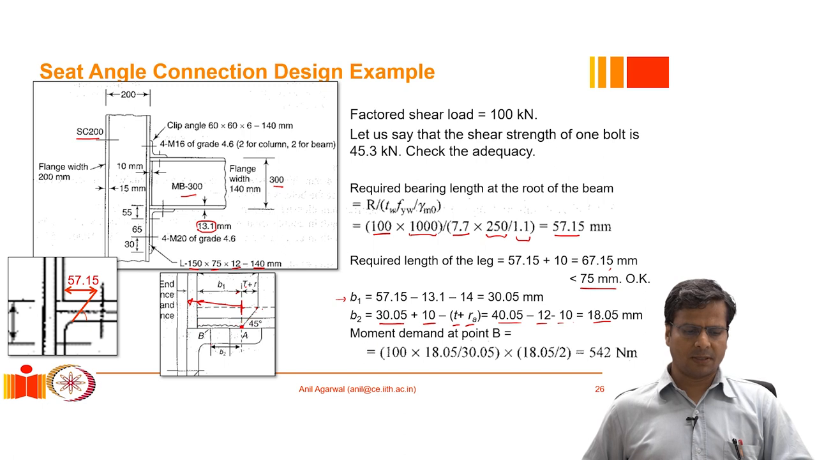So now what is happening is, by ensuring a leg of size 67.15 millimeter or greater, we have ensured that there is no crippling failure here.